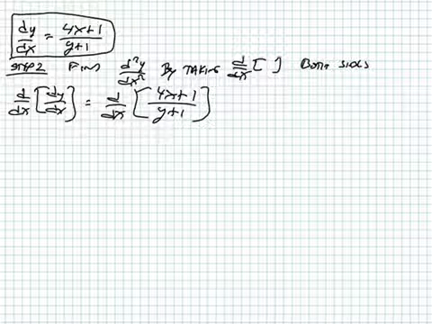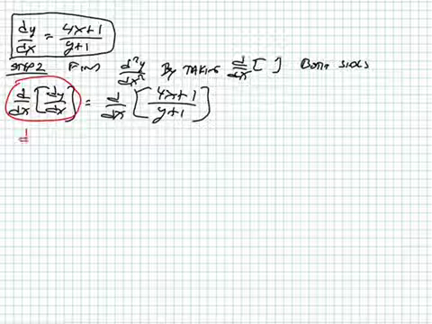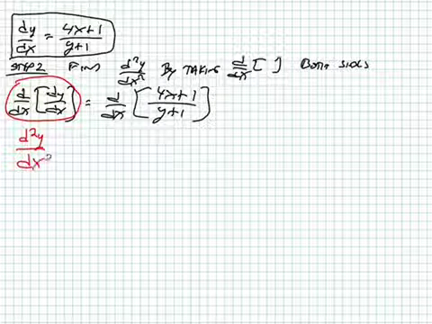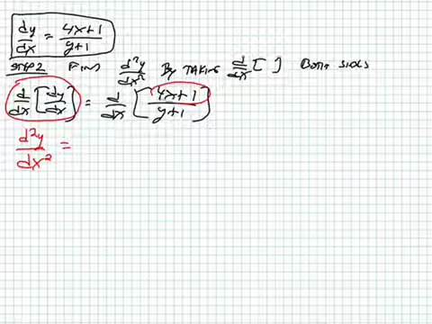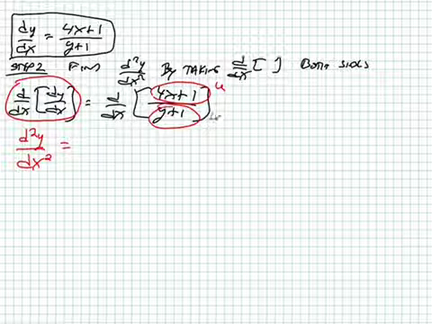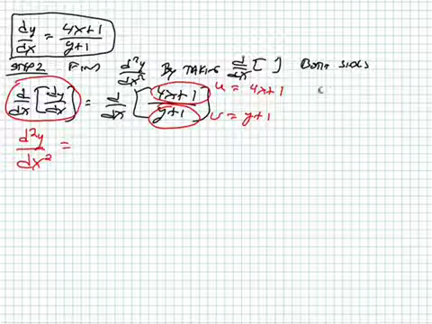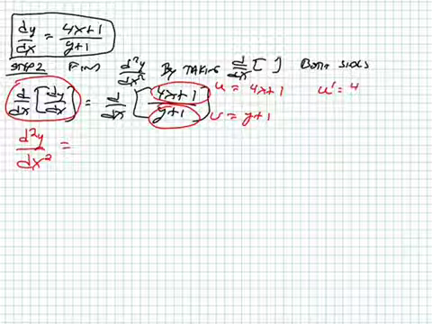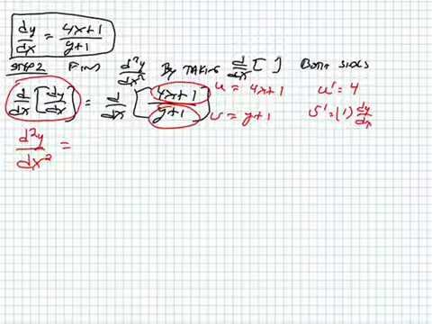Alright, so let's do the left-hand side first. I've got the derivative with respect to x of dy dx. And so that's just going to become d squared y dx squared. Now on the right hand side, I've got a quotient rule. So I've got u divided by v. So u is 4x plus 1, and v is y plus 1. So u prime with respect to x is just going to be 4, and v prime, the derivative of y plus 1 with respect to x, is going to be 1 times the chain dy dx.